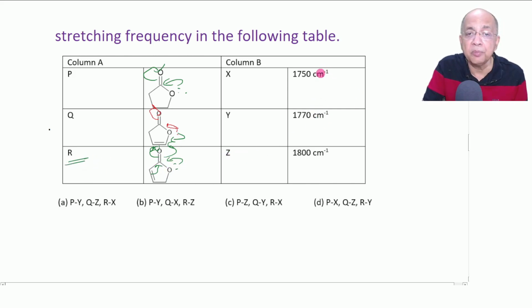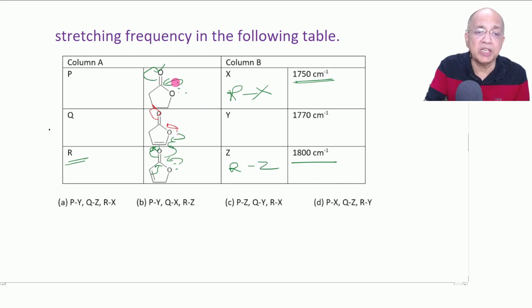Where is the minimum? Minimum, this one. This X, R should be connected to X minimum. And the maximum here, because of the opposite side resonance, the carbonyl resonance is a little less possible, so there is more double bond character here. So this should be the maximum. So R should be connected to Z. Now obviously the neat one, without any double bond, the neat butyrolactone will be definitely in between. So undoubtedly P is connected to Y.